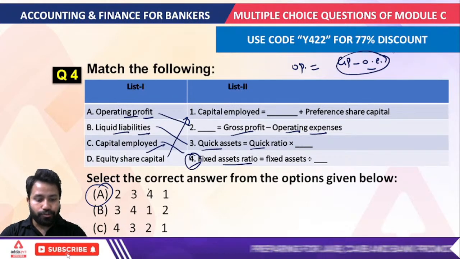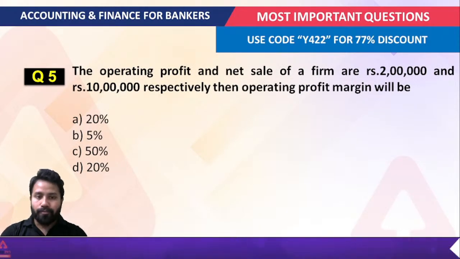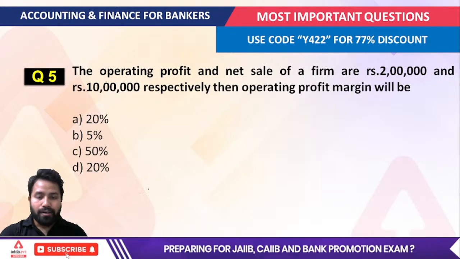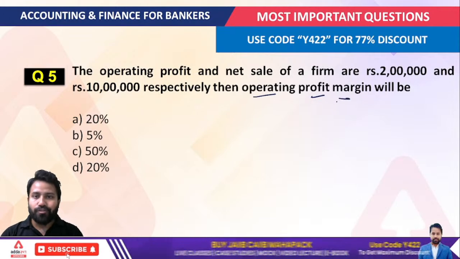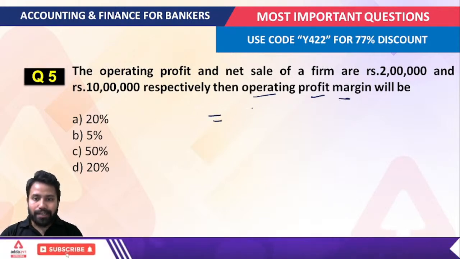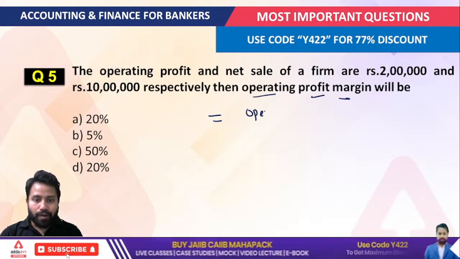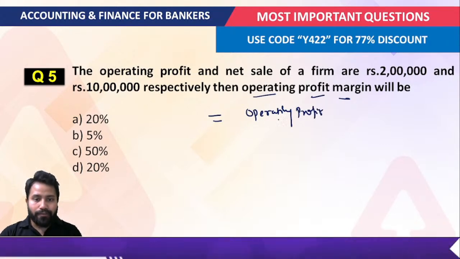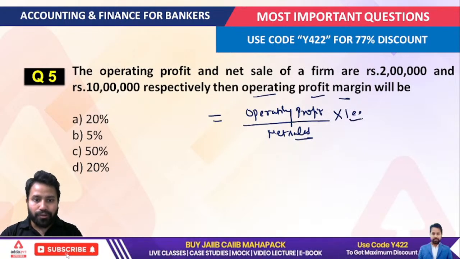Okay, next question. The operating profit and the net sales of the firm are given respectively, and you have to calculate the operating profit margin. Just tell me how to calculate this. Look, when we talk about the operating profit margin, operating profit is given. So the operating profit margin is always equal to the operating profit divided by the net sales. Okay, and if you want the term in percentage, just multiply with 100 here.